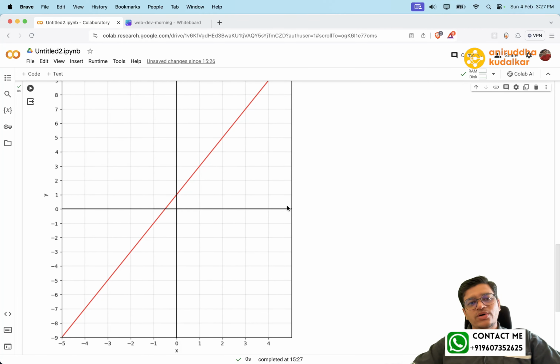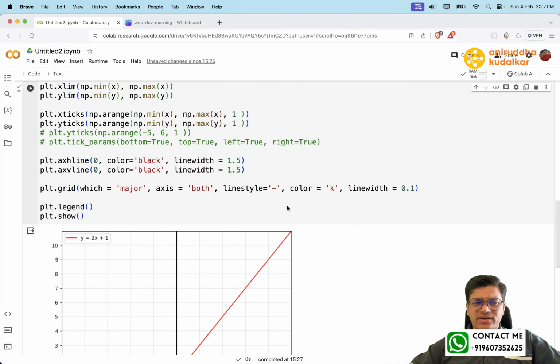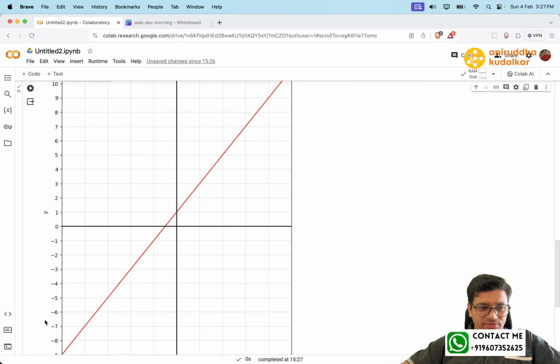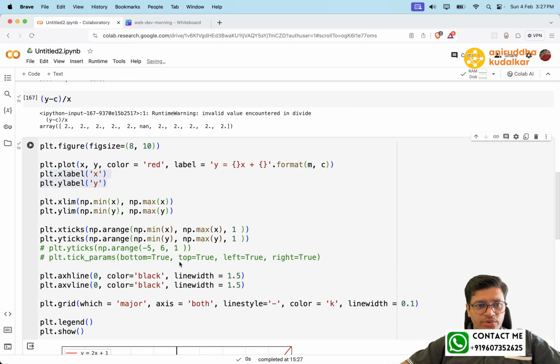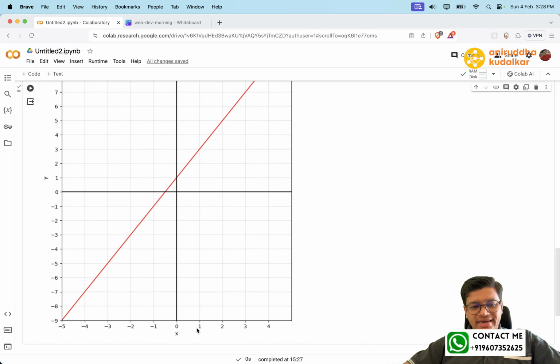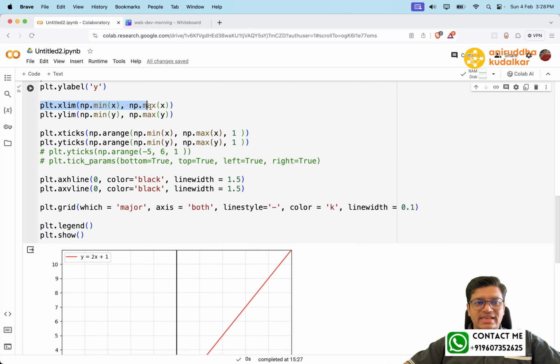Again I'm telling you, for understanding this code, you need a little background of Python, NumPy and pandas. I will not explain those things over here, but I will cover all of them in a separate YouTube series. So this will print the line, this will label the x and y, which is nothing but this xlim and ylim, where we set the x limit and y limit.